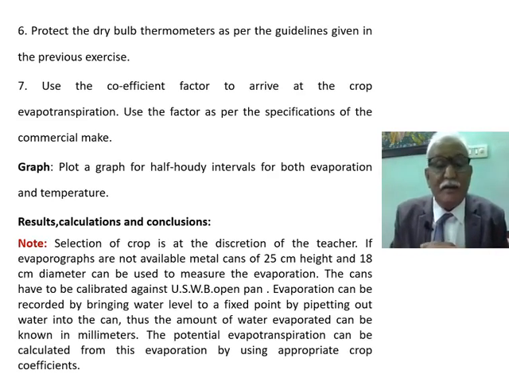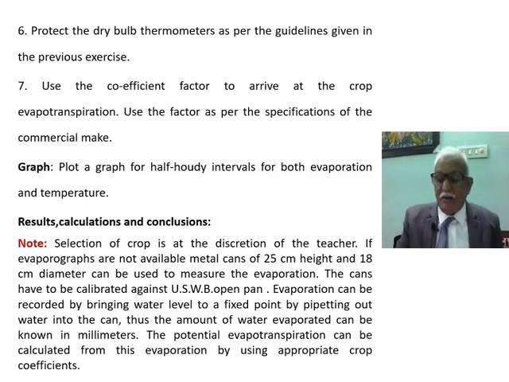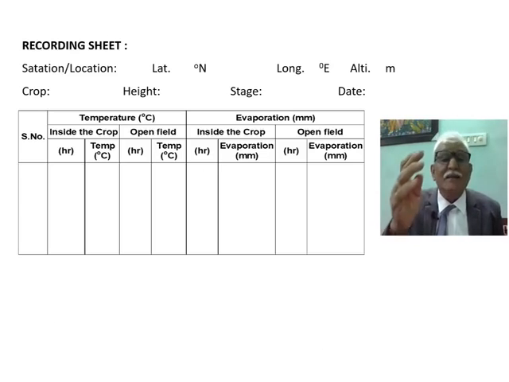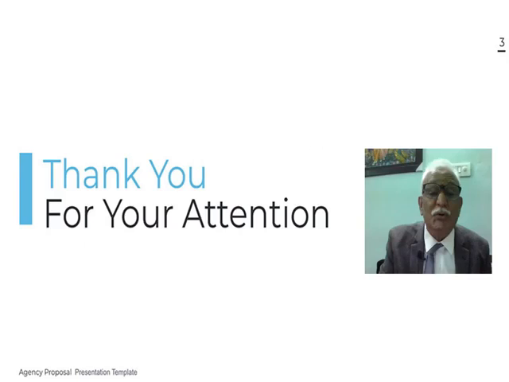So evaporation can be recorded by bringing the water level to a fixed point by pipetting out the water into the can, so that the amount of water evaporated can be known in millimeters. The potential evapotranspiration (PET) can be calculated from this evaporation by using appropriate coefficients. Now, before I say formally thanks, the recording sheet, this you use it now.